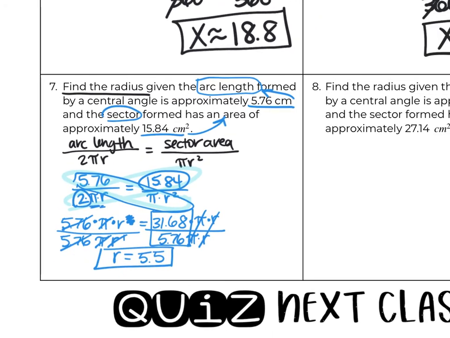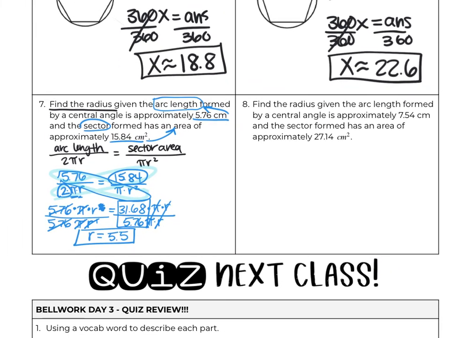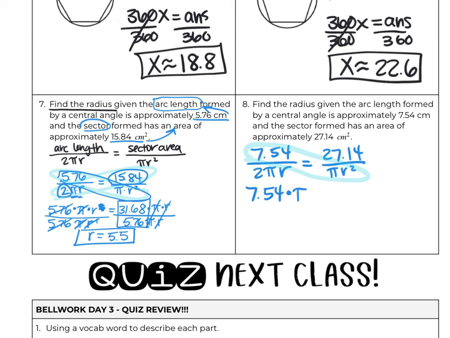So a little different setup, but same idea. So take a pause and try to set up number 8. When you click play, I will have the proportion there for you. Okay, you should have this proportion, so I'm going to cross multiply now. When I do that side, there's no constants besides 7.54, so everything else I'm just attaching to the end. All right, and when I do this side, the only constants are 27.14 and 2. So I multiply those, which is 54.28. And then I still have the pi and the r.